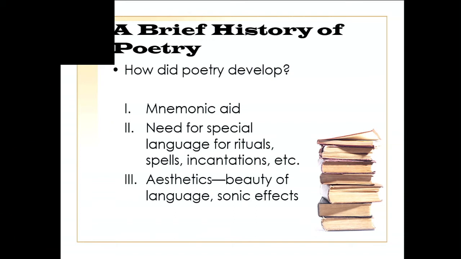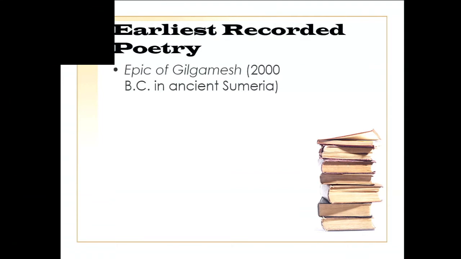And then finally, just the aesthetics of it. When very young infants first start being able to make sounds, toddlers start babbling, they seem to take great delight in it. Certain things just sound good. Rhyme sounds good. Alliteration sounds good. Rhythmic language sounds good. And so we think these 3 factors, the mnemonic aids, the need for a special religious language, if you will, and just the beauty of spoken words kind of melded together in the creation of poetry. The earliest recorded poetry is the Epic of Gilgamesh.